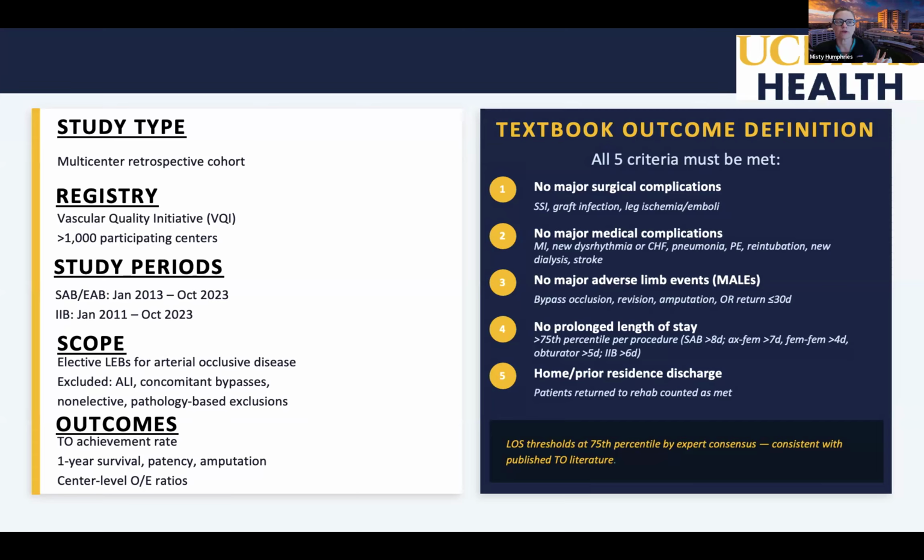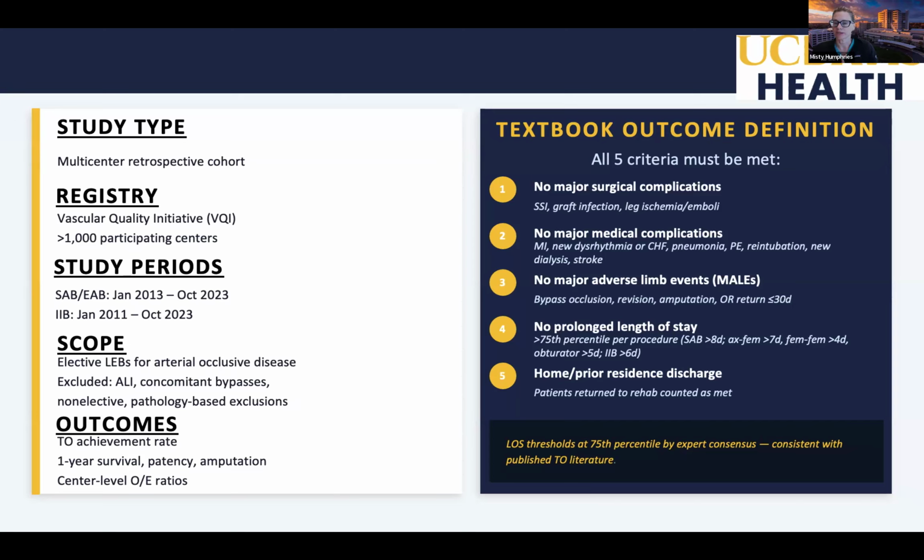In terms of the study design, this is a VQI study of all elective lower extremity bypass cases, and they divided them into 3 different cohorts. That'll be displayed with the numbers of each on the next slide, but you're looking at suprainguinal anatomic, suprainguinal extra-anatomic, which includes obturator bypasses, axillofemoral bypasses, fem-fem, and then infrainguinal bypasses. And the study windows differed a little bit just because of the data set for suprainguinal database and when it started.